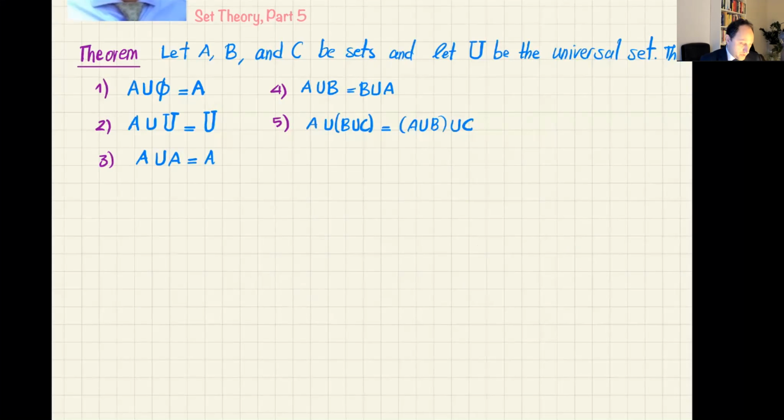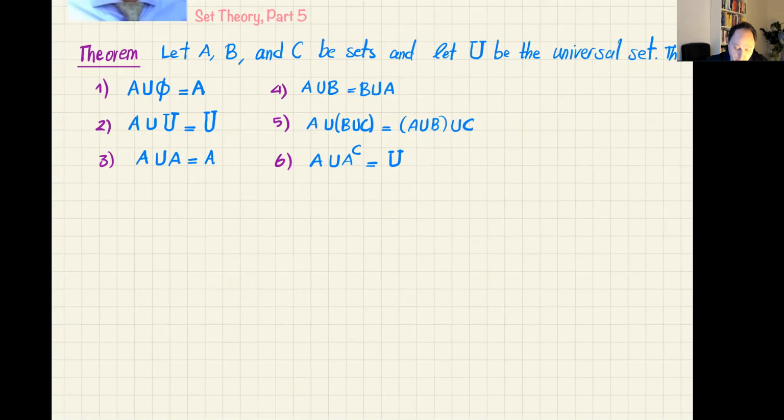This is also something that I want you to know. Number 6, I think it's also very clear, but very important. If I union a set with its own complement, what do you expect to get? The universal set. So that would be the universal set. The union of any set with its own complement becomes the universal set.